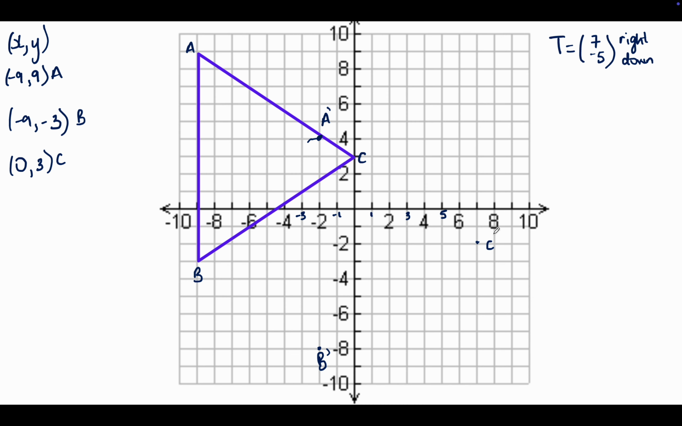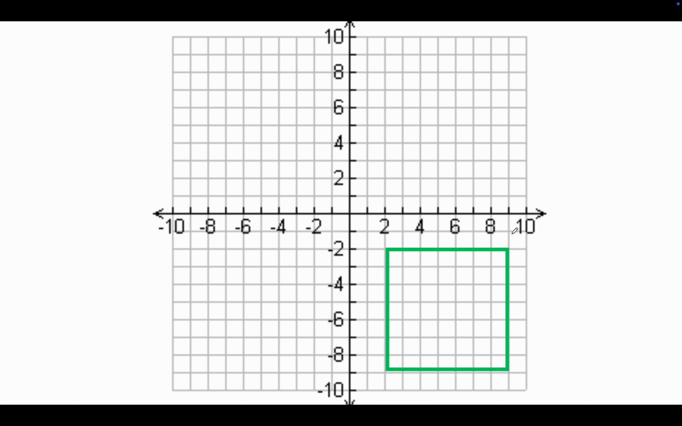Once you're using your graph, you should use a ruler to ensure your lines are straight. So I'm going to try and draw this as straight as possible. And once I'm translating, my object and my image should always look the same. If the shape looks different, other than the straight lines here, that means your translation is incorrect. Alright, so that should look just about the same. Alright, let's try another one.